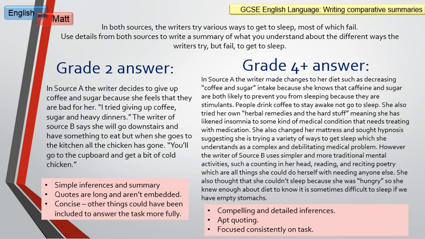So here we have compelling and detailed inferences. That bit about knowing that sugar and coffee, for example, are both stimulants is very clever. They know that themselves, so they've put that in. The quoting is quite concise and relevant and apt, and it's clearly consistent on the task. They're answering the question that they have been set. And as always is the case with English, answering the question is often one of the fundamental things that students need to do to get the marks.